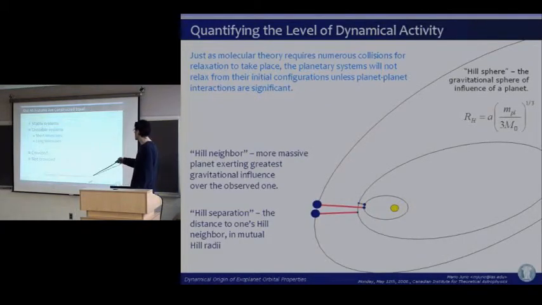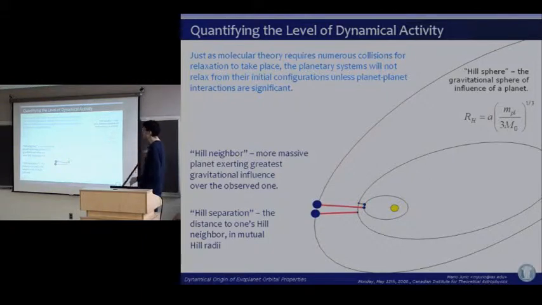And that leads them to dynamical activity. Now, to quantify this, we have to introduce some measure of dynamical activity, and that basically comes down to the question of how close is your planet to another planet in some reasonable units that tell you how much the other planet perturbs the orbit of whatever planet you're observing.